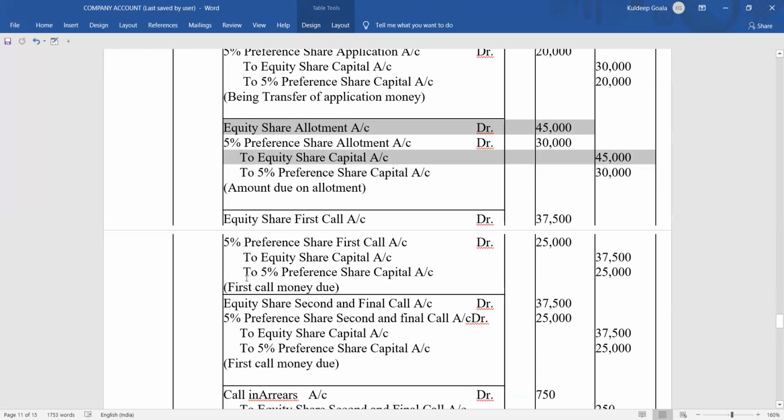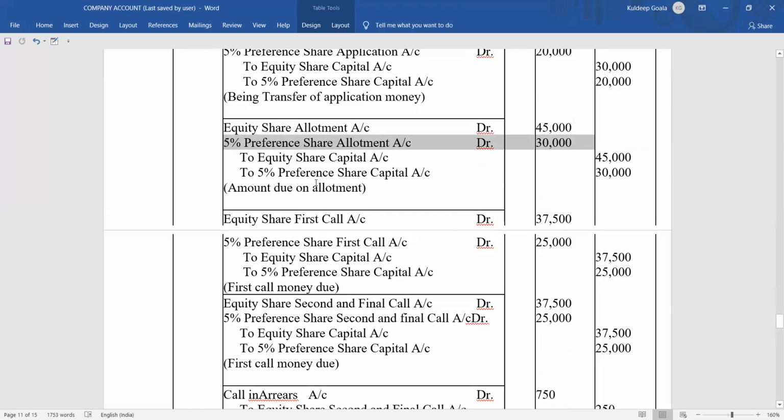This is what we have done in the previous video, right? In addition to that, we have got preference share, so we will put the preference share also. This time, how will it be done? 5% preference share allotment account debit 30,000 to 5% preference share capital account, right? Only you have to combine it. Clear? What is the narration? Being the amount due on allotment.